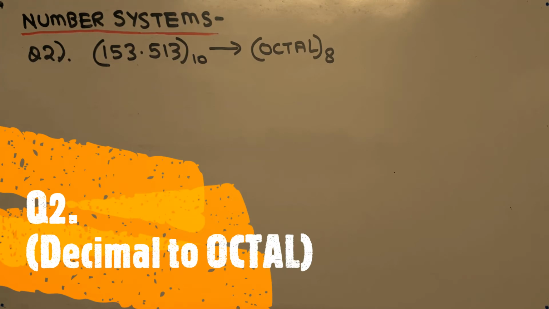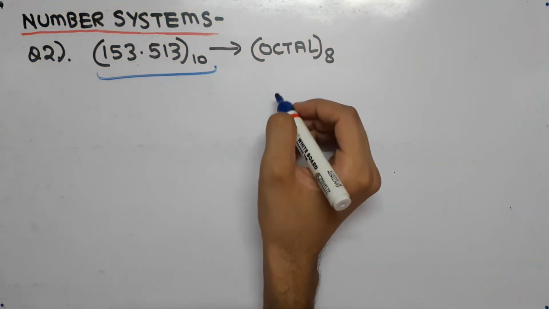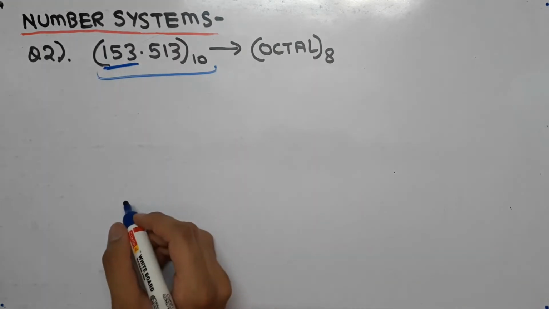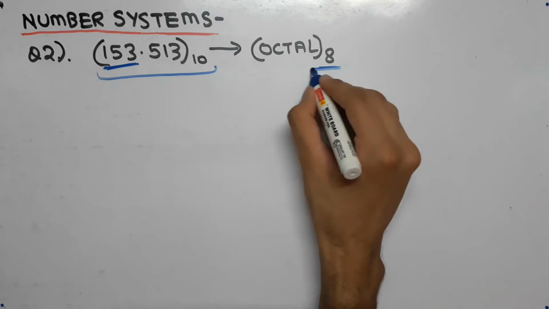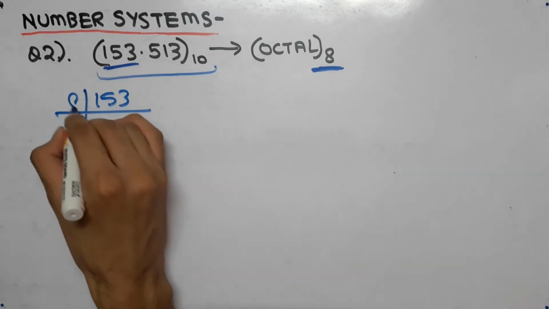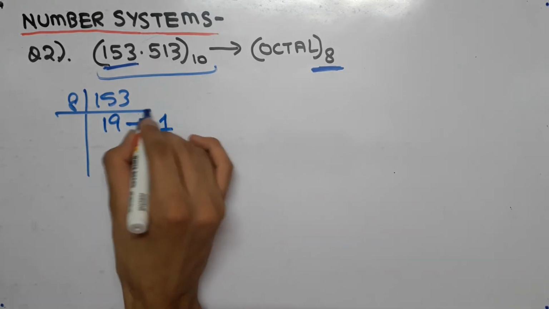Now guys, in question number 2, we have to convert this decimal number into its octal form. So first of all, we are going to take this integral part and divide it by 8 because we want our answer to be with base 8. That is, on dividing it, you will get the quotient as 19 and remainder as 1.